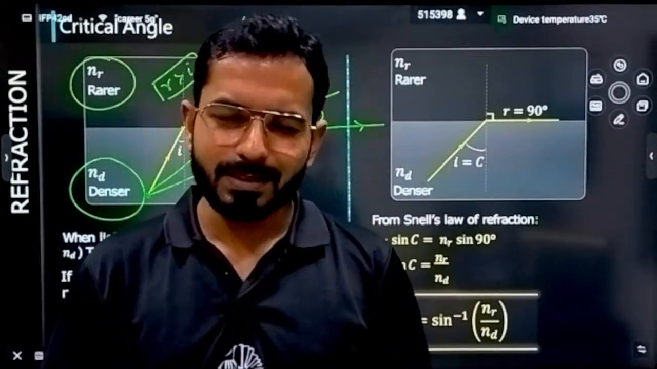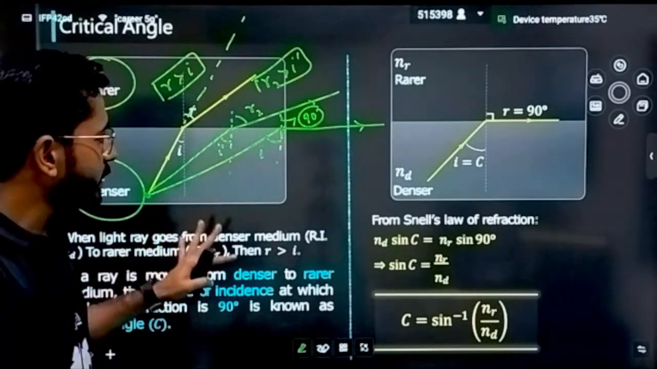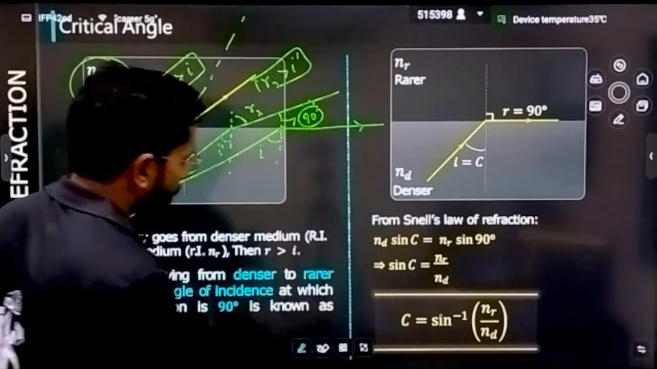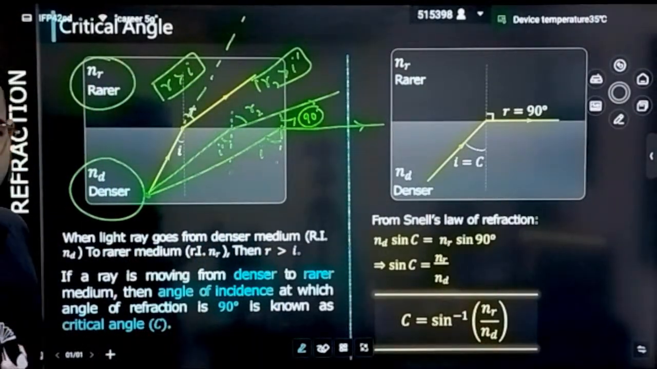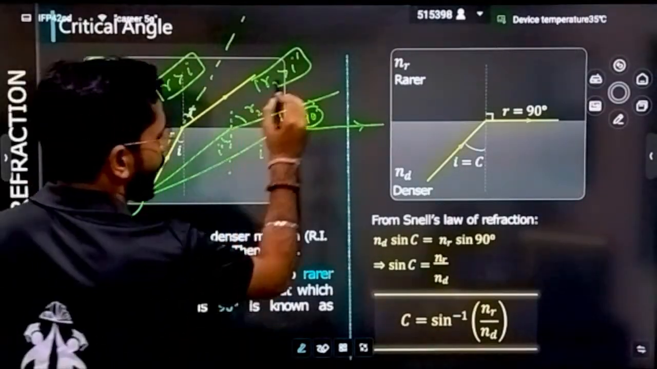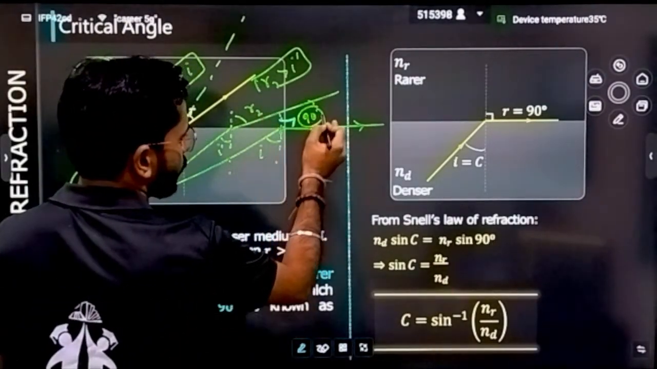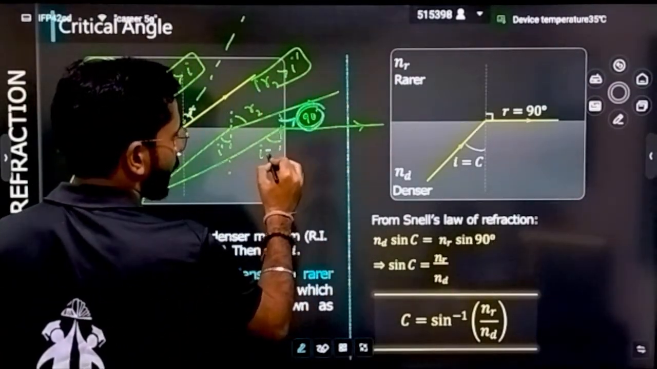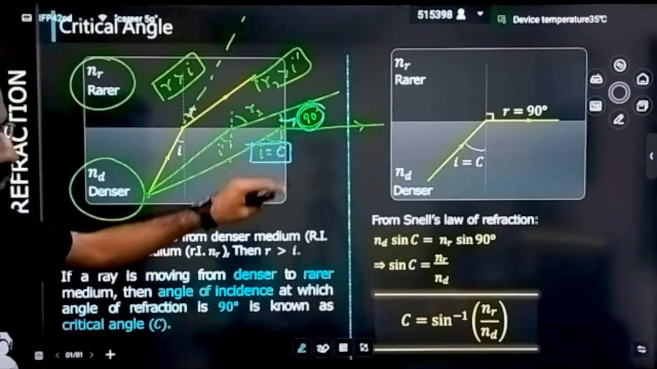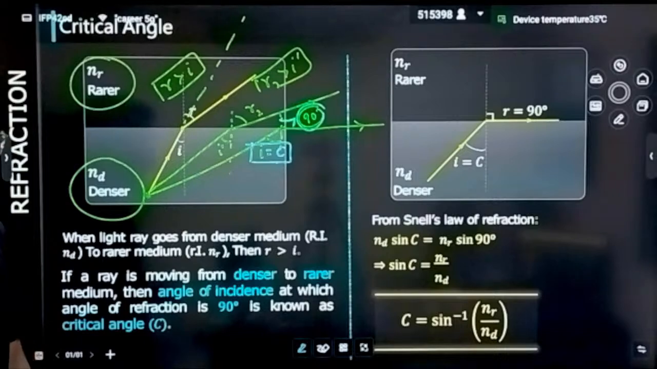What are the two important conditions? Anyways, we are going to understand. For a moment, just understand what is critical angle. This is the critical point, and the angle of incidence at which the angle of refraction becomes 90 degrees, that angle is called the critical angle. This angle of incidence, I will say it is equal to C, correct?